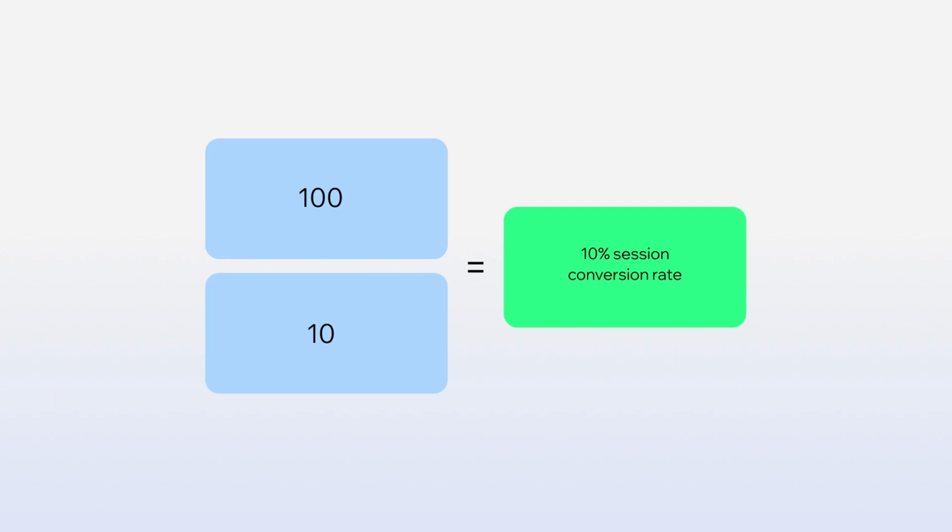Imagine you had 100 visitors, of which 10 made a purchase. That's a 10% session conversion rate because 10 out of 100 sessions led to a sale.